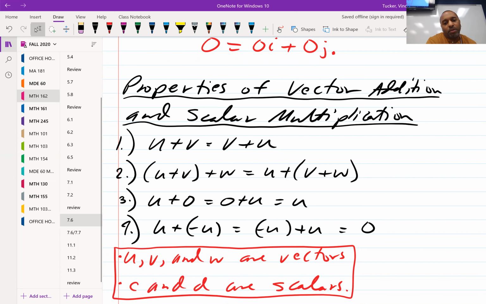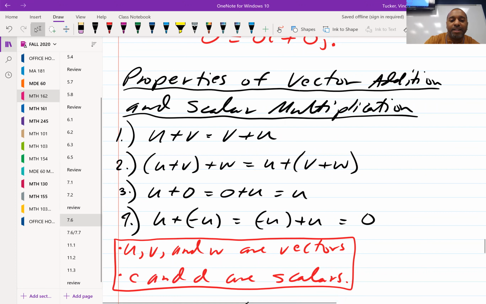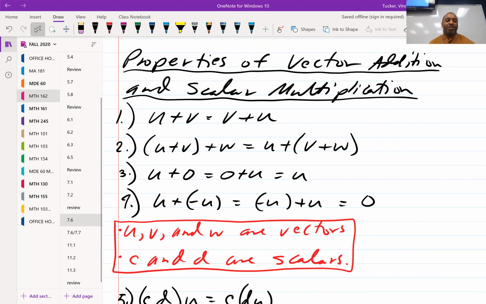Then u plus 0 and 0 plus u is still going to be u. U plus negative u is still going to be 0. And you see in the red box, u and v are going to be referred to as vectors. C and D are scalars. I meant to write that first, but I wrote it down there, so you still got it. And then when we scroll down to number 5, you'll see that we have scalars being involved, but I'll give you a chance to write 1 through 4 first.